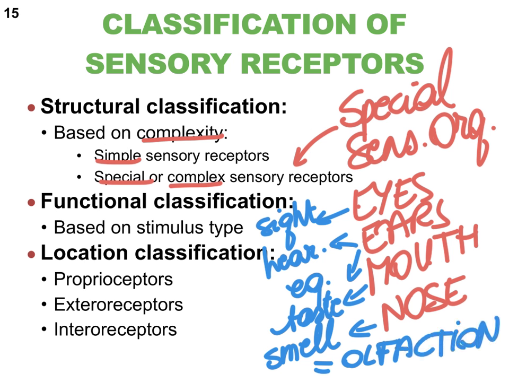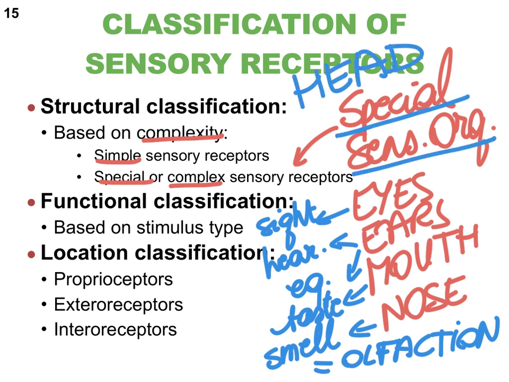Now notice that touch, or the sensation of temperature changes, to give you an example, are not listed here. Those are not examples of special senses. Those are not detected by your special sensory organs. All of your special sensory organs are located in your head. If you think about it, they're all in your head.